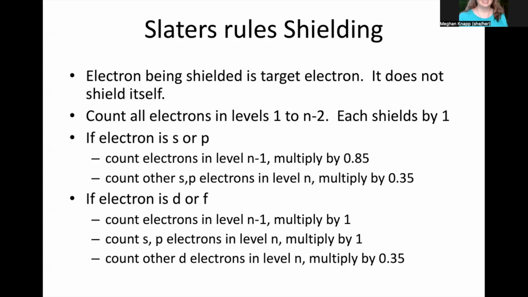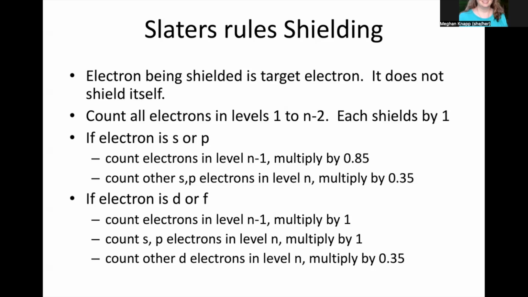Now, there are other ways of organizing this information in your book, and you can also use the chart that I gave you to look at it as well. But this is one way you can think about it. This works particularly well if you have something in the transition metals or with a higher atomic number because you're going to have multiple levels you have to think about. So you're going to count all the electrons.